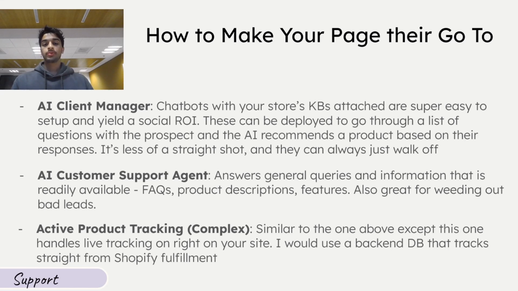Active product tracking. This one's a bit more complex to set up, and I've not yet seen a system that efficiently does this. But similar to the one above, this one handles live traffic right within the chatbot itself. So the way I would set this up is I would use a backend database like Airtable or Google Sheets. And by the way, all these tools you'll find in the automations list below. But what you can do is basically pull data directly from Shopify, and you can have it so that the agent can then interact immediately with that data and tell the user, hey, your product has just reached the border of your country and it's waiting at customs or whatever.